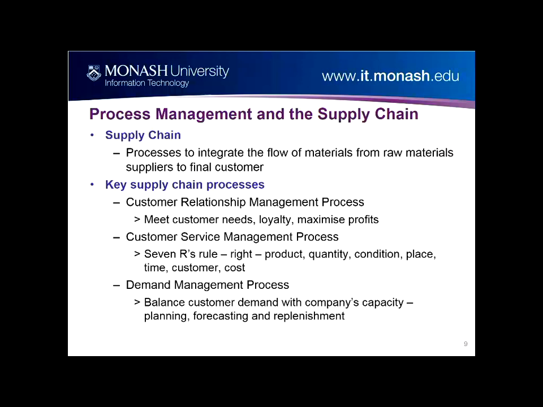And then of course you want to manage the demand. So you have a demand management process. So you balance the customer demand with the company's capacity. What is the capacity? Capacity planning, forecasting, and replenishment. We are planning for what kind of machinery requirement, what time, what resources, all this planning. And then you forecast what will be the customer's requirement. After that, you look at whether there is sufficient stock level. Then you do the replenishment, which is the inventory control management.